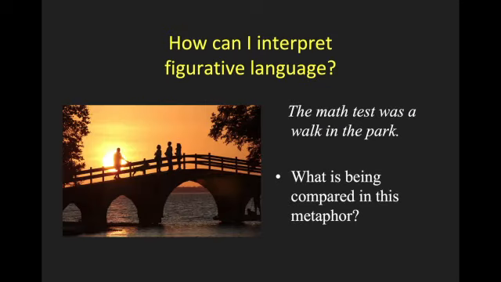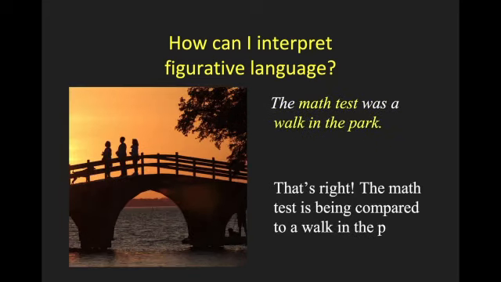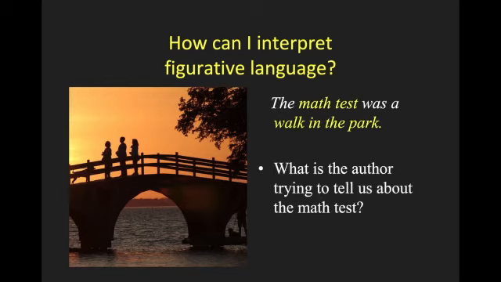Now we've got the math test was a walk in the park. What two objects are being compared? That's right, the math test is being compared to a walk in the park. So then what is the author trying to tell us about the math test? Well, for most of us, a walk in the park is probably something that is quite pleasant, maybe a little bit easy. So it sounds like somebody's doing okay on their math test. So the math test is not very difficult. Perhaps it is very comfortable, very relaxing. It certainly is a positive idea.